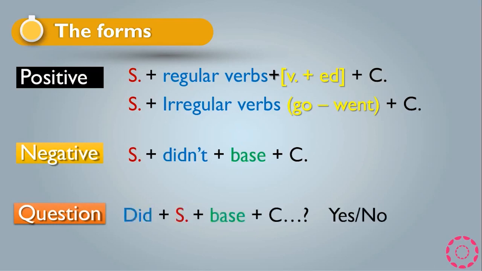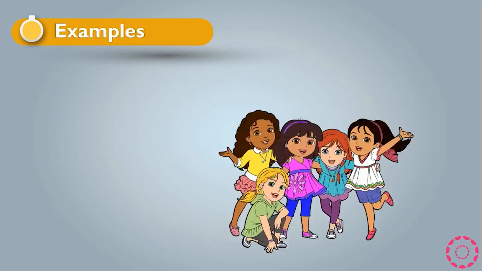For the question, we take did to the beginning of the sentence. It becomes did plus subject plus base plus complement and question mark. Also in a question, we answer with short answers, which are yes and no. So you have to remember that in negative and question, the verb should be in base form. Also we have WH question: WH word plus did plus subject plus base.